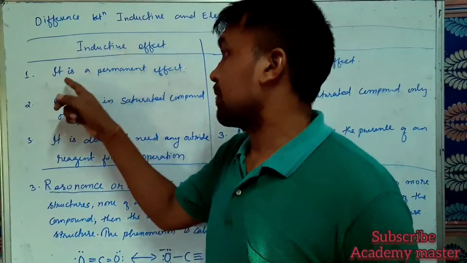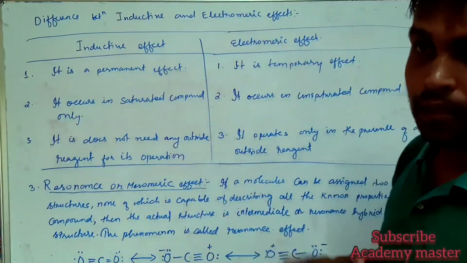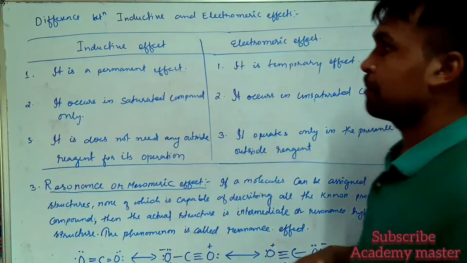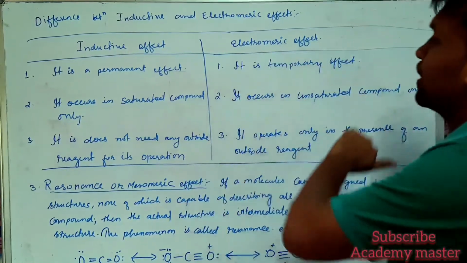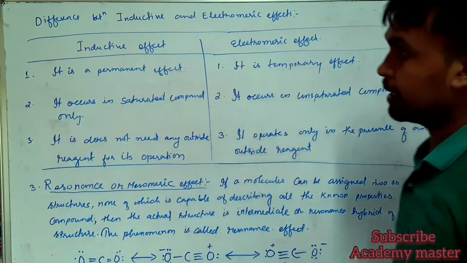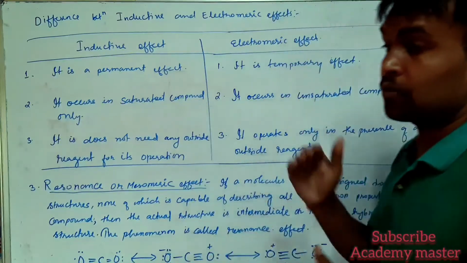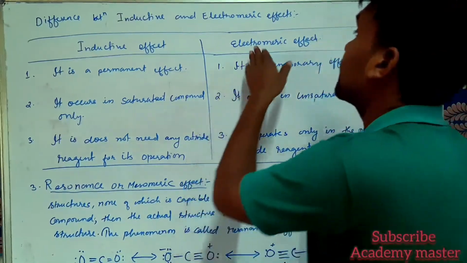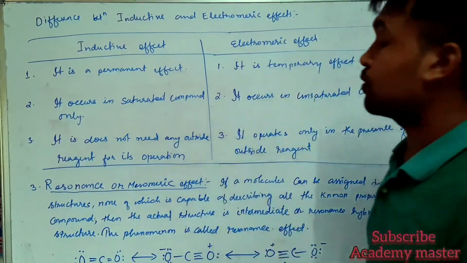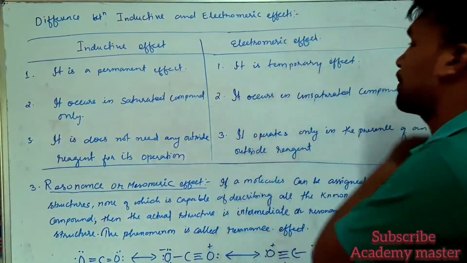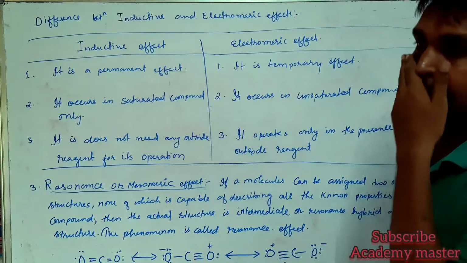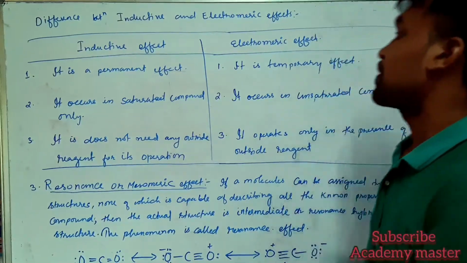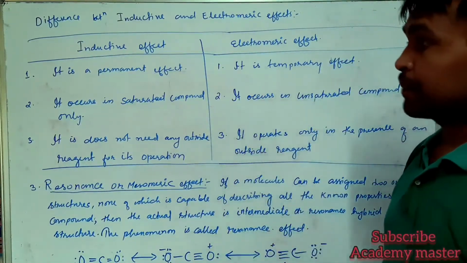So what is inductive effect? It is a permanent effect. Inductive effect is what? Permanent effect. And electromeric effect is what? It is a temporary effect. In inductive effect, you will see that the electrons are getting transferred and it is permanent, it won't return back here. But in electromeric effect, just a few minutes before we discussed that it is a temporary effect. Here the electrons can come back to their original position also. So it is called what? Temporary effect.